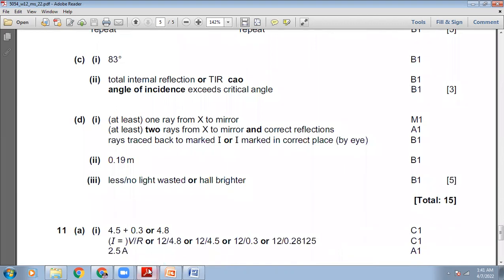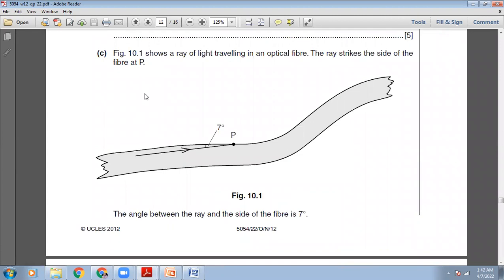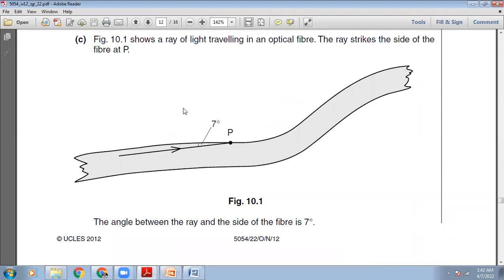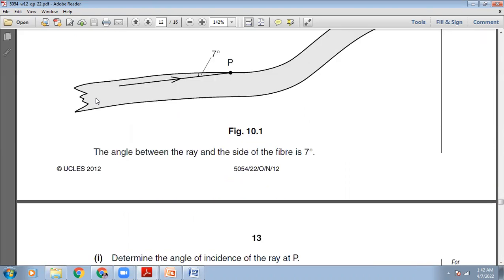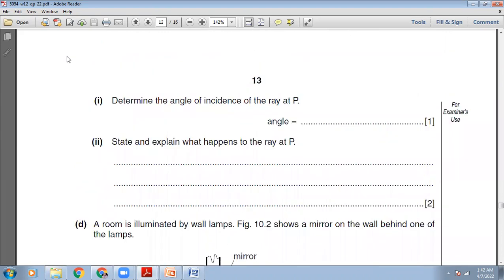Question number 10, and it's the C part. It says figure 10.1 shows a ray of light traveling in an optical fiber. The ray strikes the side of the fiber at P. The angle between the ray and the side of the fiber is 7 degrees. So the question is: determine the angle of incidence of the ray at P.